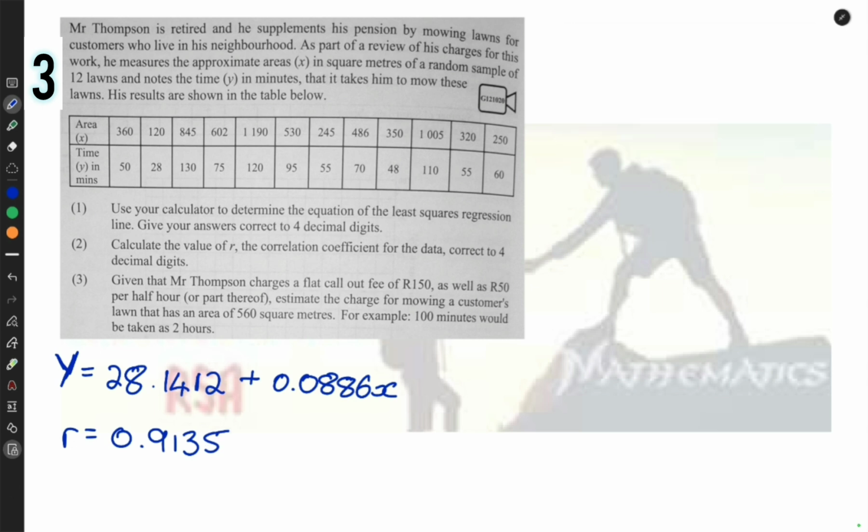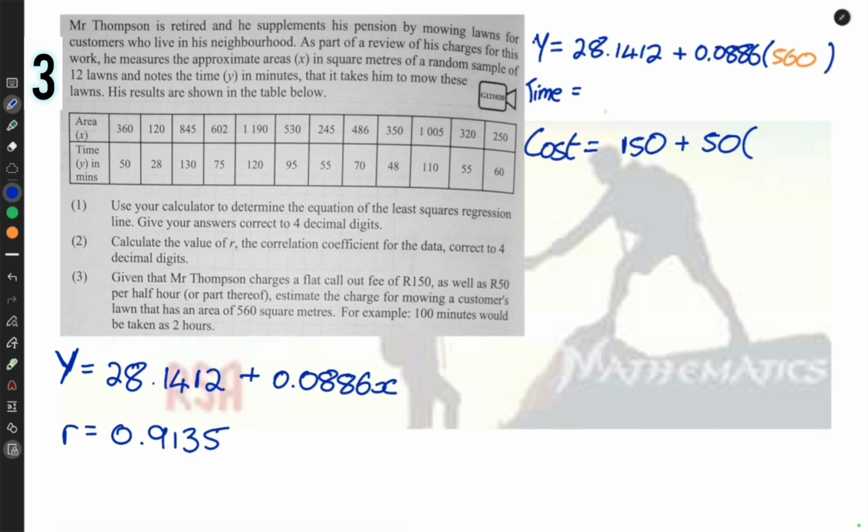Question 3. Given that Mr. Thompson charges a flat call-out fee of 150 Rand, as well as 50 Rand per half hour, or part thereof, estimate the charge for mowing a customer's lawn that has an area of 560 square meters. For example, 100 minutes would be taken as 2 hours.